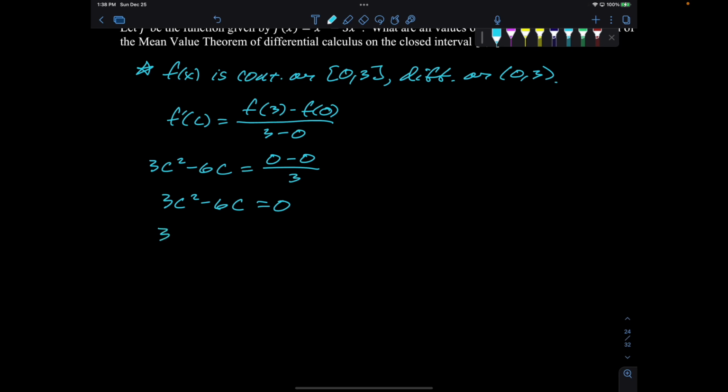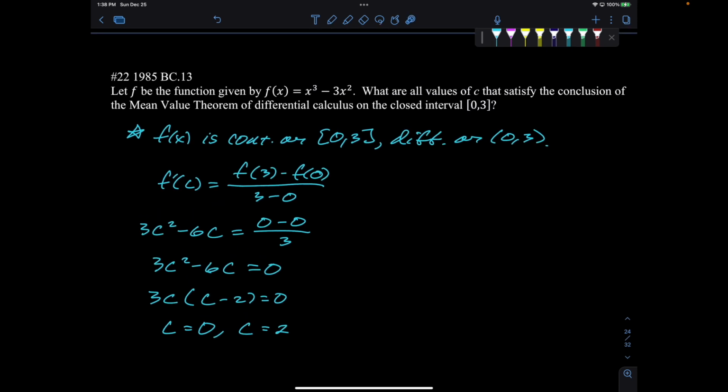Take out 3c. c minus 2 is 0. So either c is 0 or c is 2. But now, the mean value theorem, applied on the closed interval 0 to 3, should only guarantee us values on the open interval. So I think that the answer to this is 2. 0 happens to work, but was not guaranteed because it's not a part of the open interval.